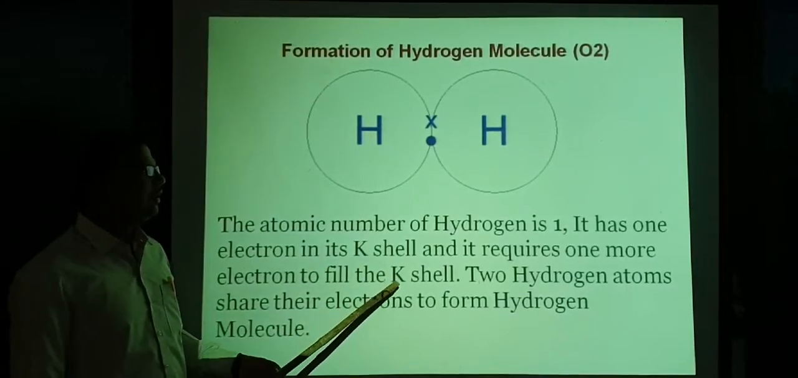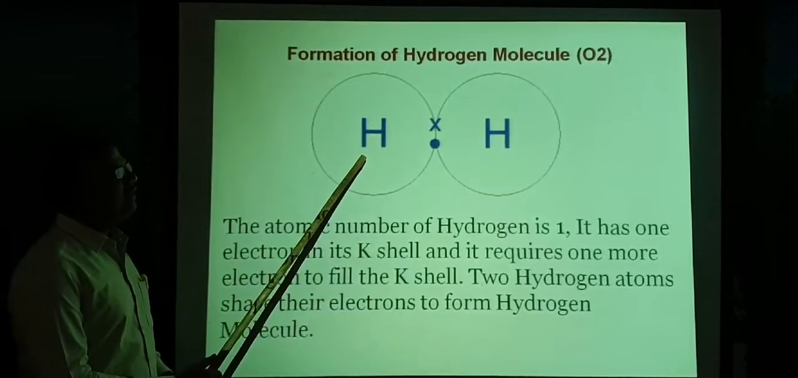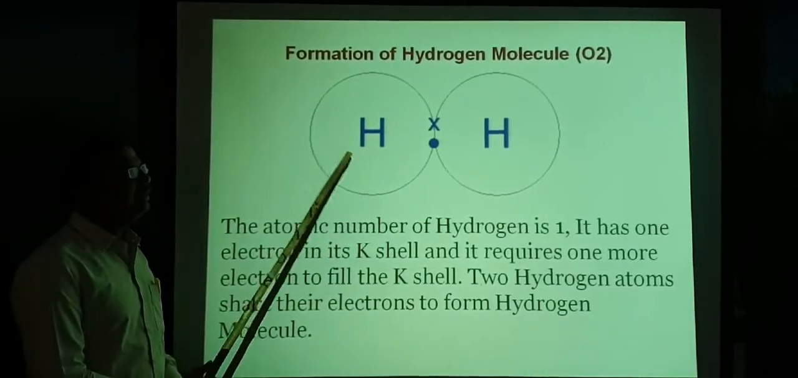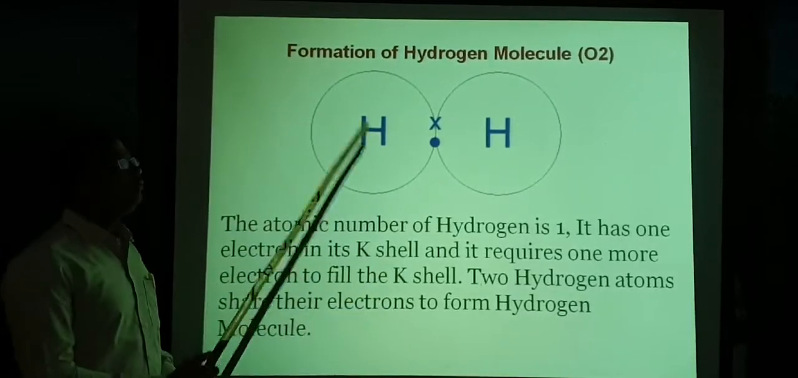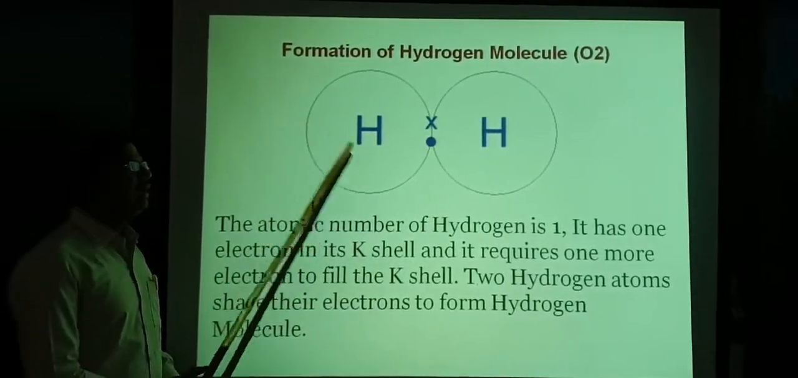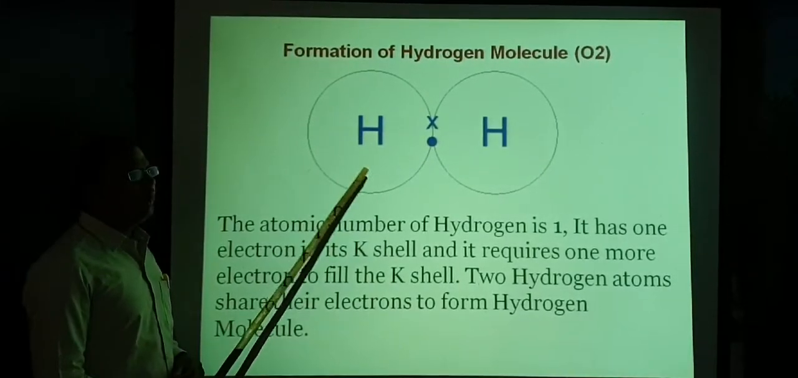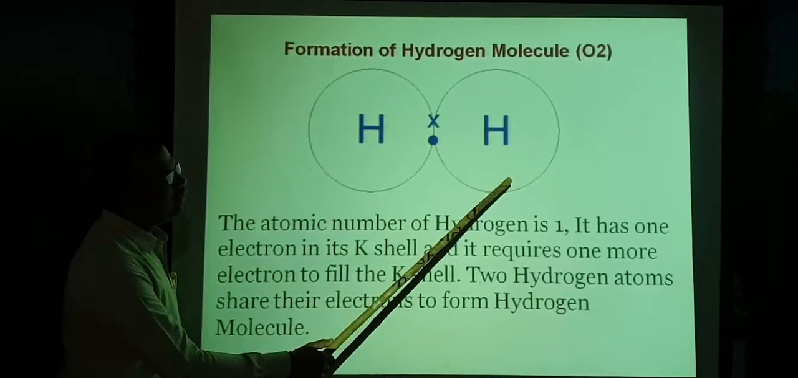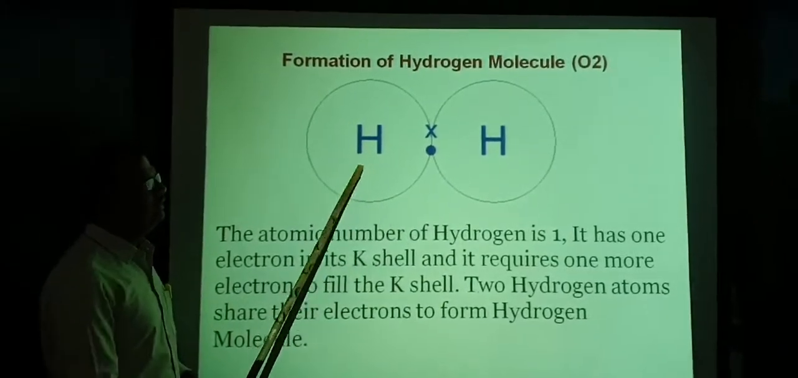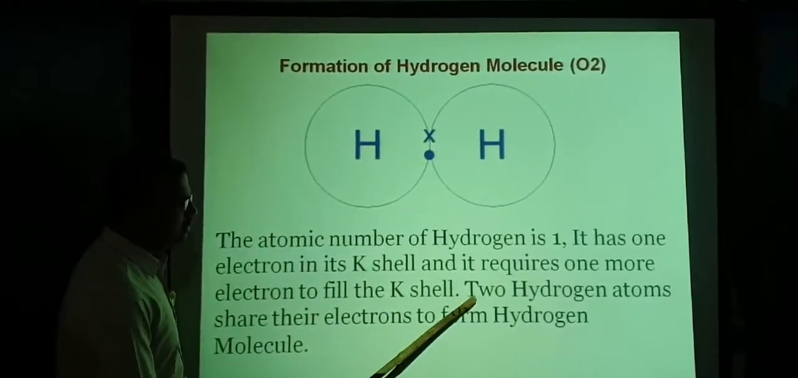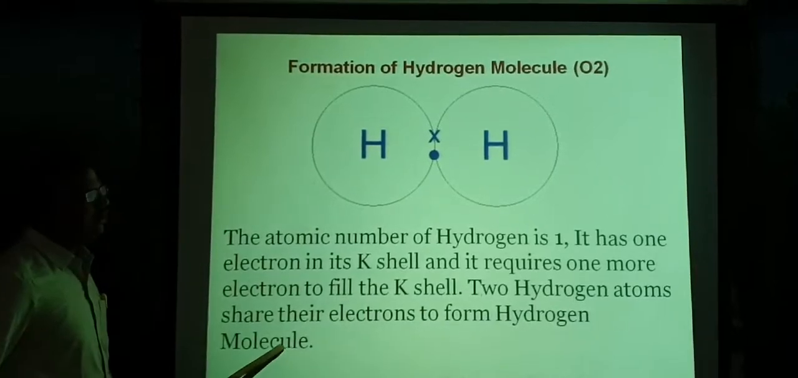Likewise, the K shell can accommodate 2 electrons in its outermost shell, but the atomic number of hydrogen is 1 and it has 1 electron in its outermost shell. To attain stability or to fill the K shell, it requires one more electron. It gets that electron from another hydrogen atom by sharing electrons with each other. Here, 2 hydrogen atoms share their electrons to form a hydrogen molecule.